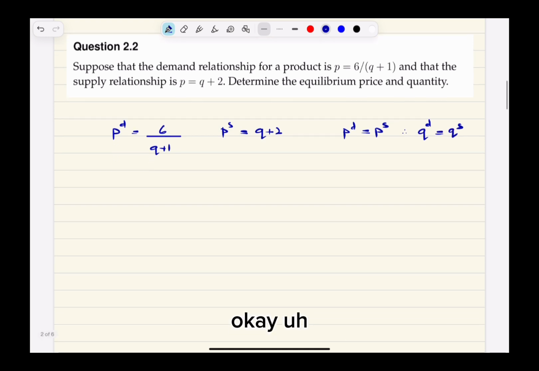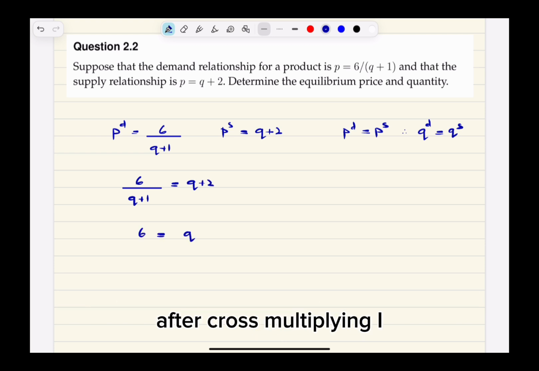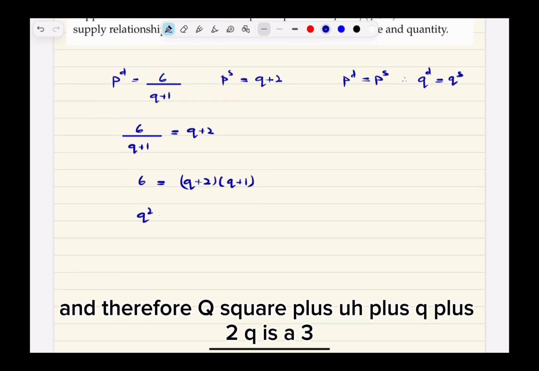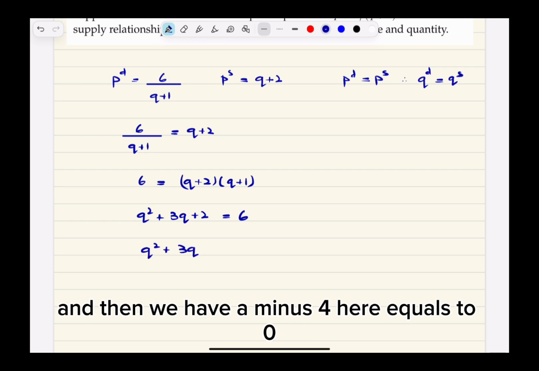Okay. When we equate these, I'm going to get 6 over q plus 1 equals q plus 2. After cross multiplying, I have q plus 2 times q plus 1, and therefore q square plus 2q plus q is 3q, plus 2 equals 6. So q square plus 3q minus 4 equals 0.